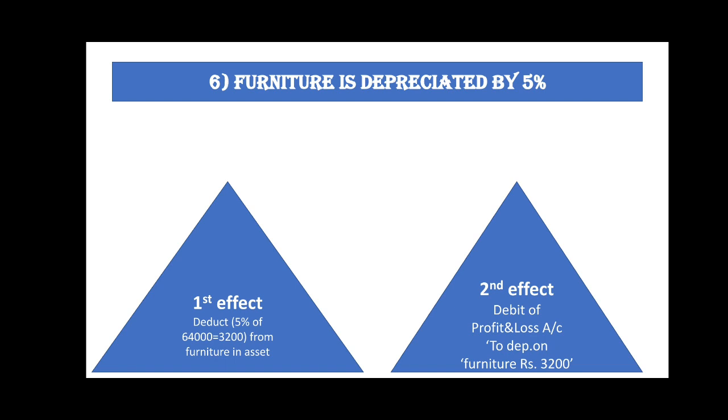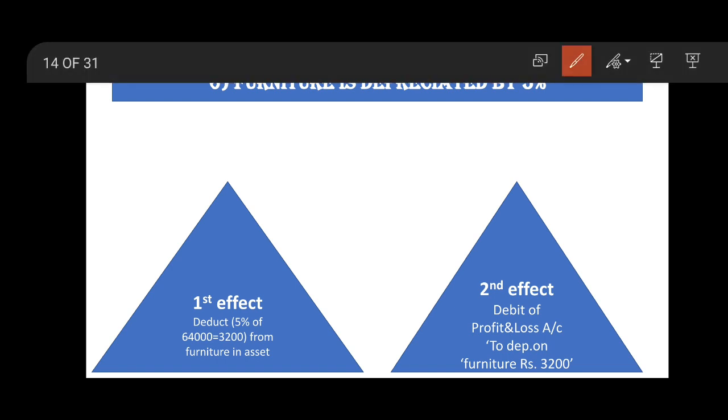Next is furniture. Depreciate furniture by 5%. What was the amount of furniture? The amount of furniture was 64,000. So 64,000, I'll show you. This is your 64,000, the balance of furniture, and 5% on it. So 5 upon 100. 5 upon 100 will be, these zeros cancel.